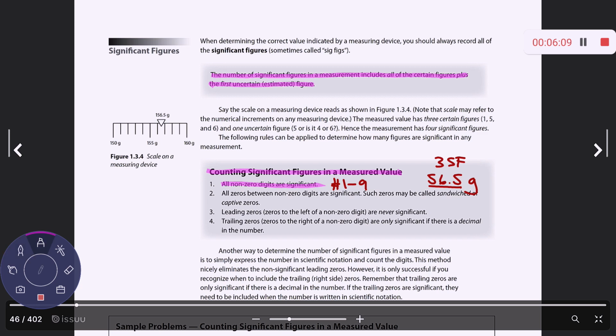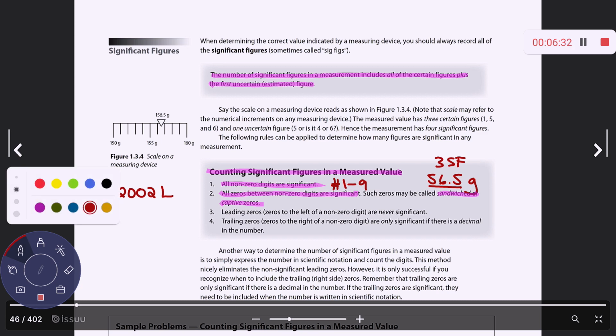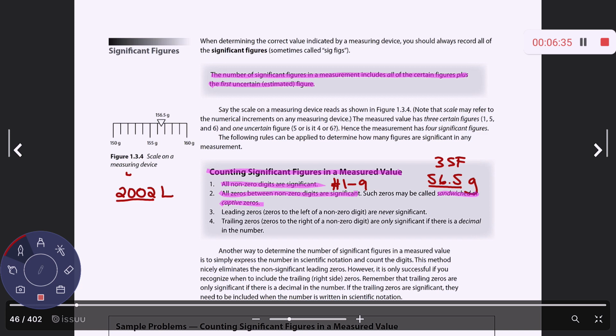Okay. Rule number 2. All zeros between non-zero digits are significant. So we tend to call these sandwiched, captive, or trapped zeros. So if you have something like 2002 liters, okay, these are trapped or sandwiched zeros. They count because they are between the digits 1 through 9. So that means here I technically have 4 significant figures. Now, it doesn't matter whether you have 1, 2, 5, or 10 zeros trapped between the digits 1 through 9. They would still be significant.